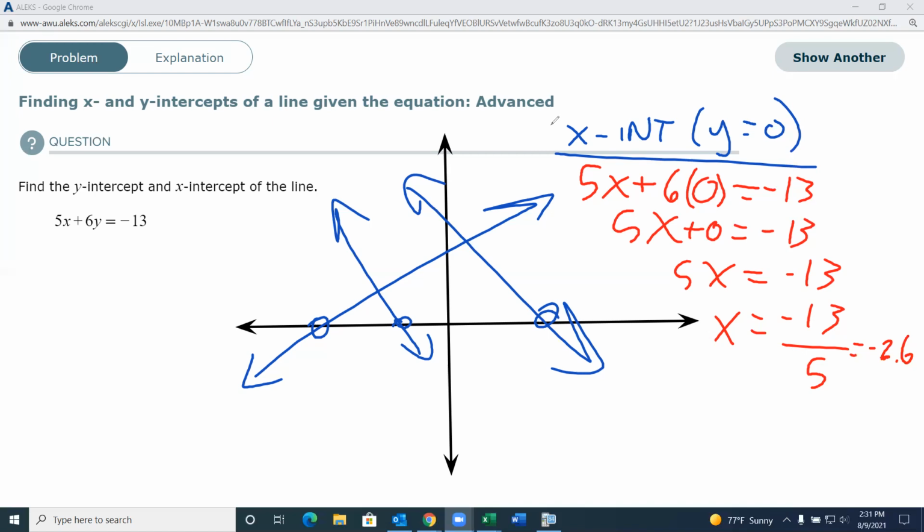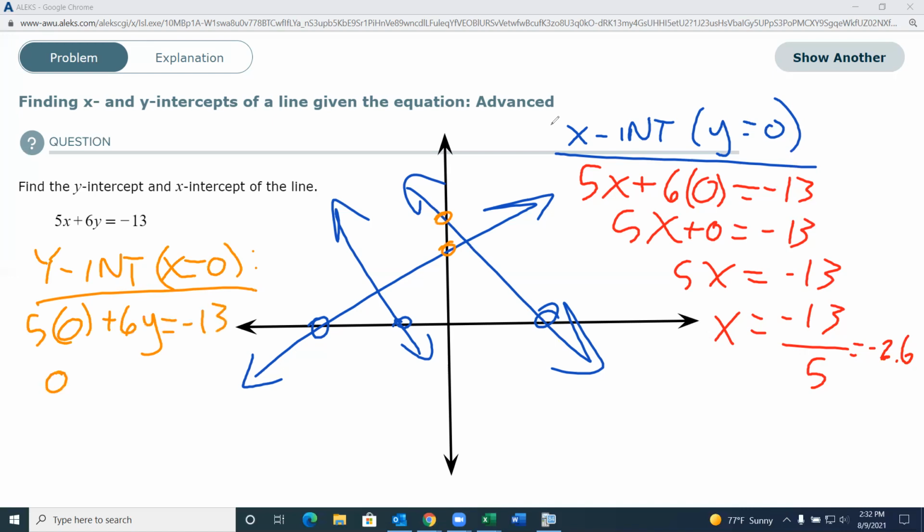Y-intercepts are on the y-axis where x is 0. They're not to the left of the y-axis. They're not to the right of the y-axis. So if you want to find a y-intercept, you replace x with 0 and then solve for y. Okay, so -13/6, that'll be the y-intercept.